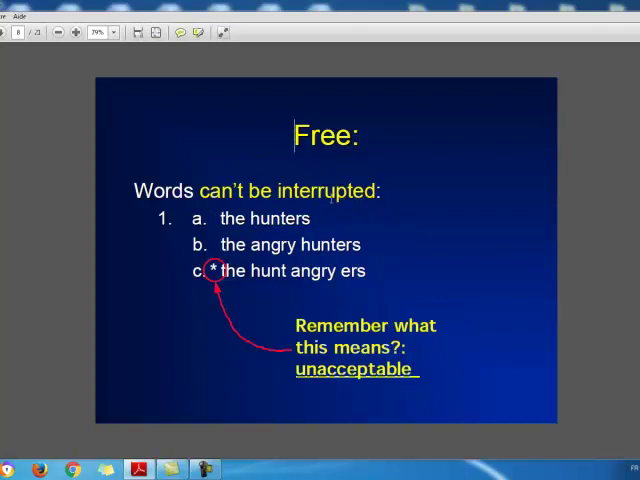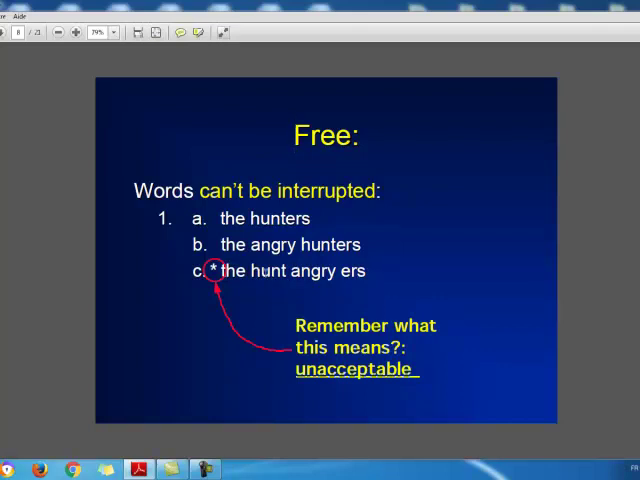It means that we cannot break a word, we cannot divide it into different units and insert something inside it. Look, we have got the word hunters. Now, is it possible to break the word hunt in hunters into hunt and ERS? Look, it's possible to say the angry hunters. We have inserted something between the and hunters because they are separate words. So look at the place of angry between the and hunters. But is it possible to say the, hunt, angry, ERS?